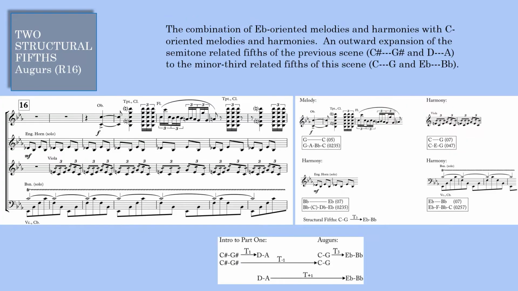The combination of E-flat-oriented melodies and harmonies with C-oriented melodies and harmonies is characteristic of the Augurs of Spring. These structural fifths are related to T3, a milder and more consonant combination than the semitone of the previous scene. Compared to the previous scene, the semitone-related fifths, C sharp, G sharp, and D, A, have expanded outward to the minor third-related fifths of this scene, C, G, and E-flat, B-flat.